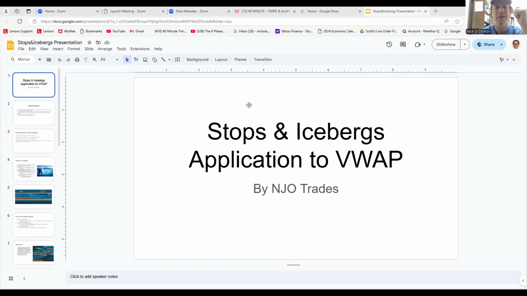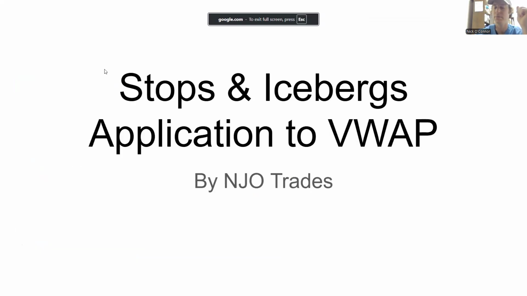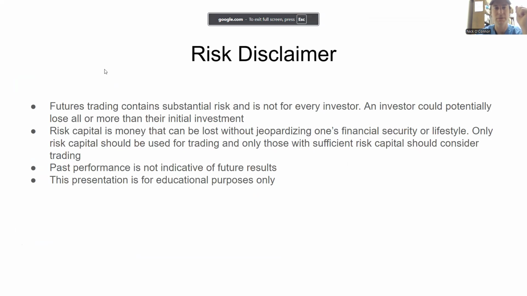This is NGO Trades, and today we're going to do a little chat about how I use the Stops and Icebergs indicator on Bookmap and apply it to the VWAP strategy. Here's a disclaimer. Go ahead and take a look at that.